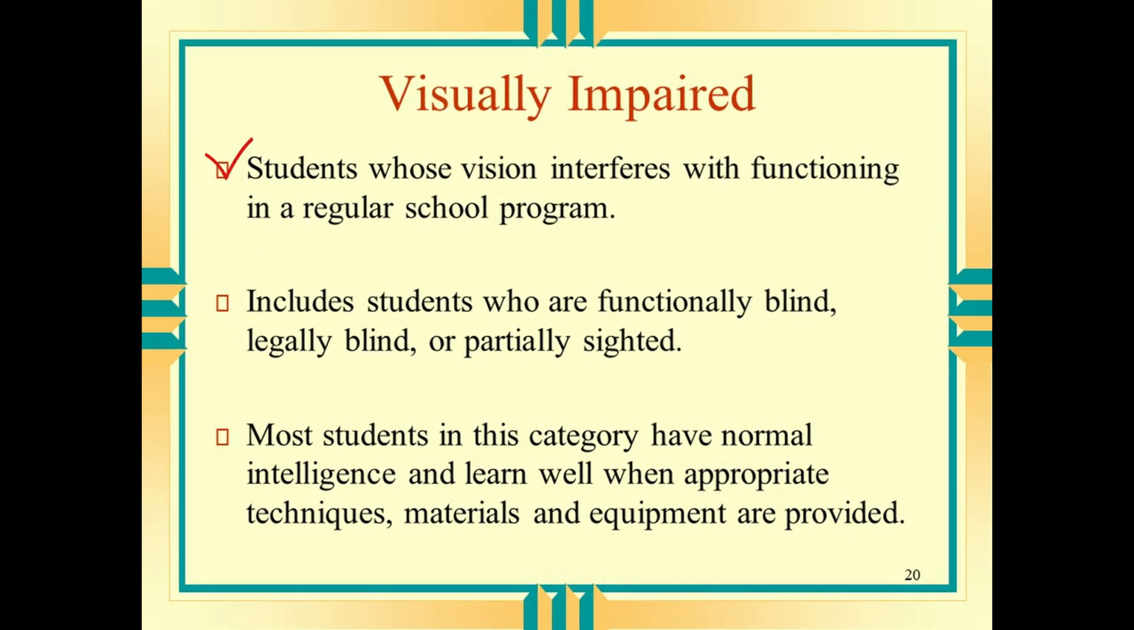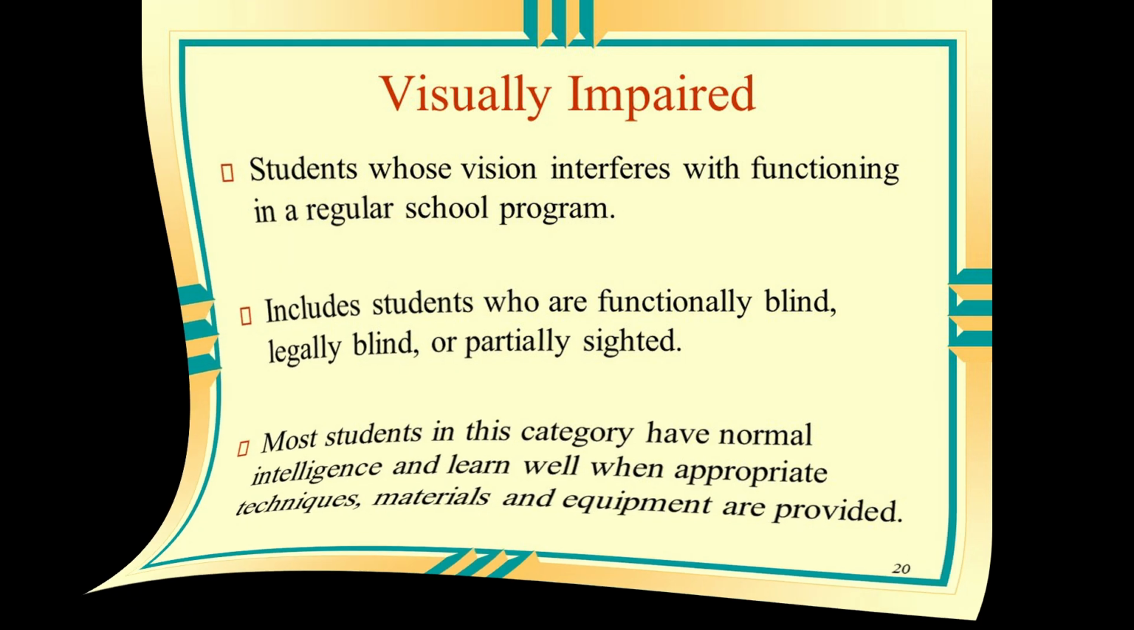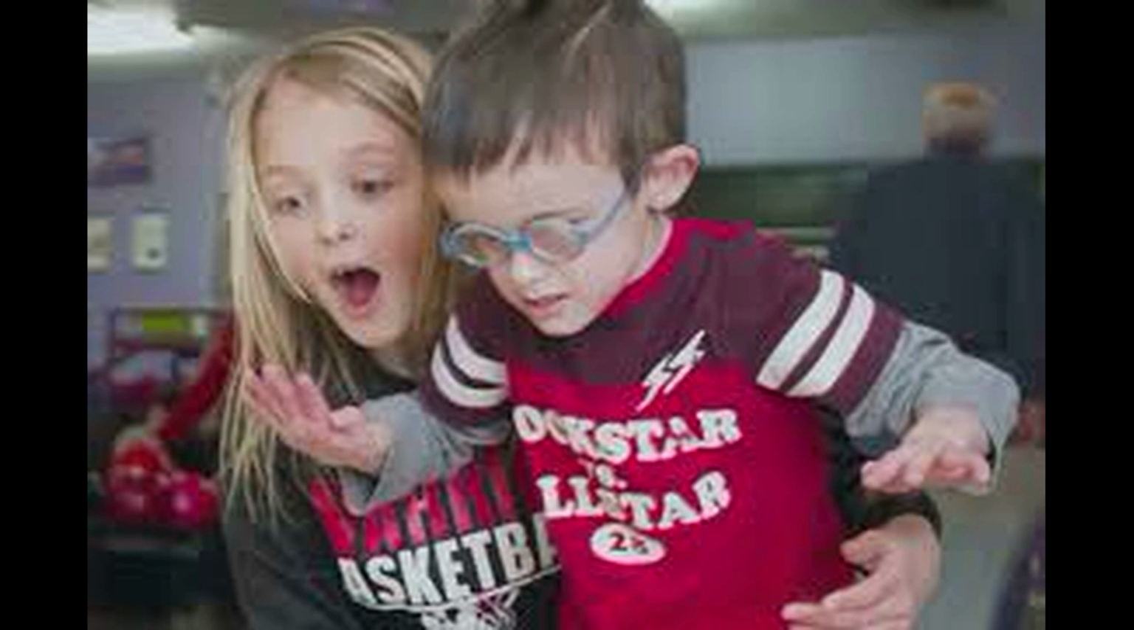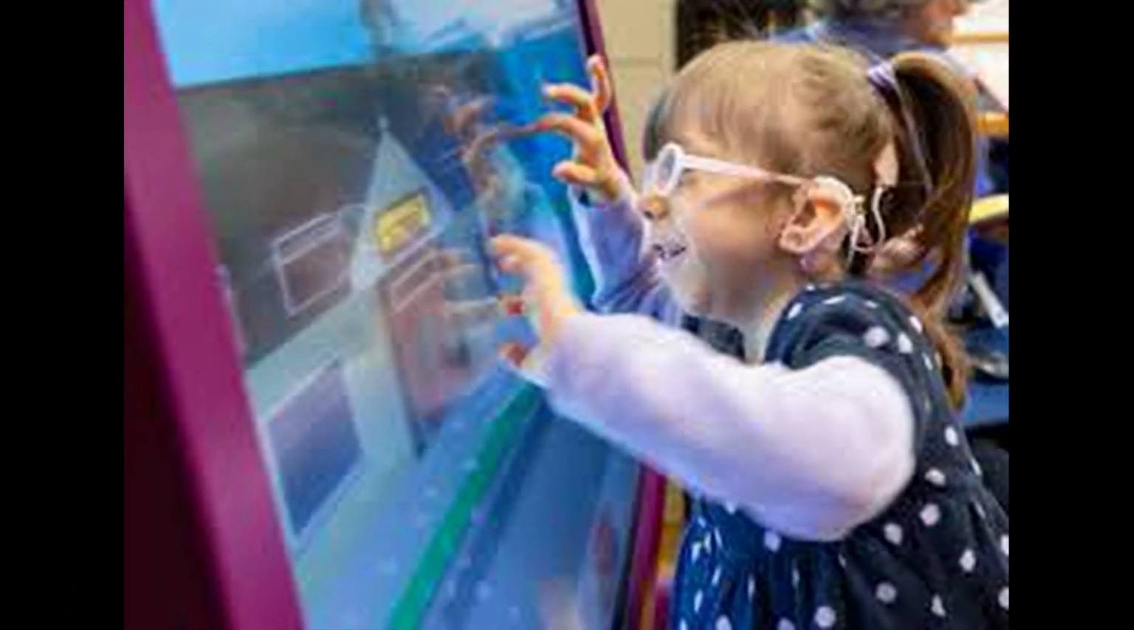Let's talk about the visually impaired. Students whose vision interferes with the functioning in a regular school program will need special needs transportation in most cases. This term includes students who are functionally blind, legally blind, or partially sighted. Most students in this category have normal intelligence and learn well when appropriate techniques, materials, and equipment are provided. These students may need guidance to get on or off the bus, and they function more successfully in a setting with assigned seating. The degree of intervention required depends on the student's ability to function independently.